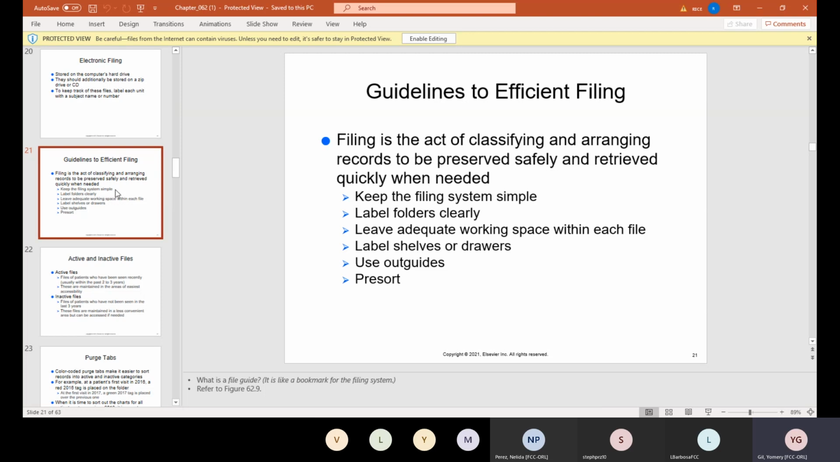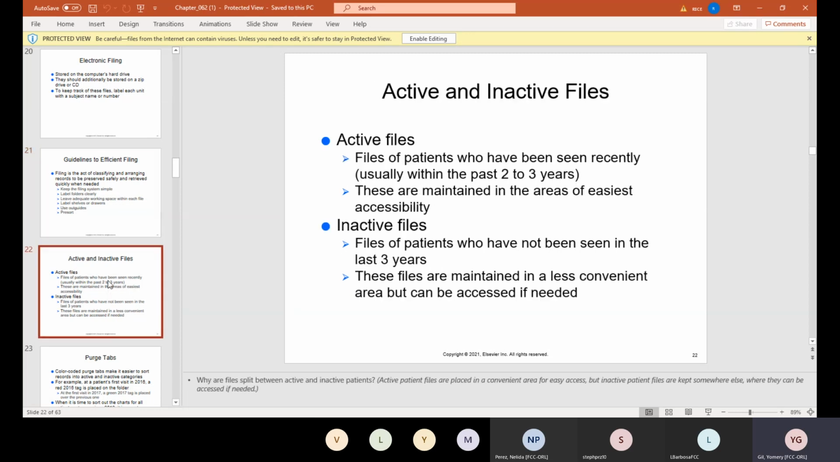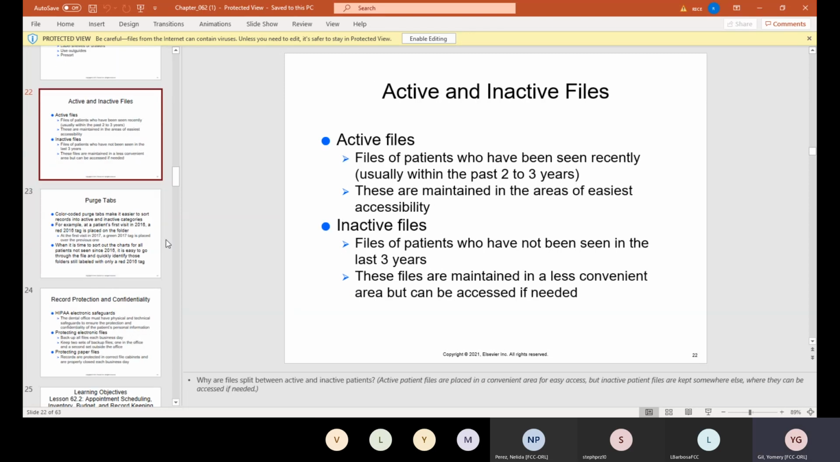Keep the filing system simple. Label folders clearly. Leave adequate working space within each file. Label shelves or drawers. Use out guides and pre-sort active and inactive files. So active files are the files of patients who have been seen recently, usually within the past 2 to 3 years, and these are maintained in the areas of easiest accessibility.